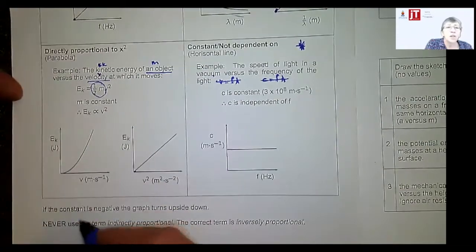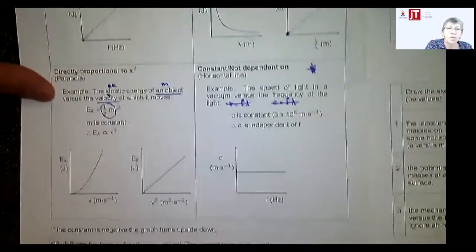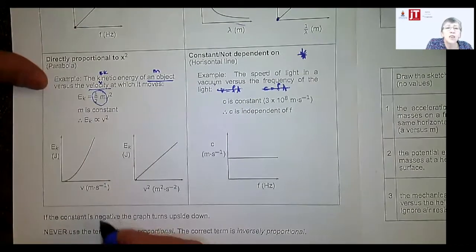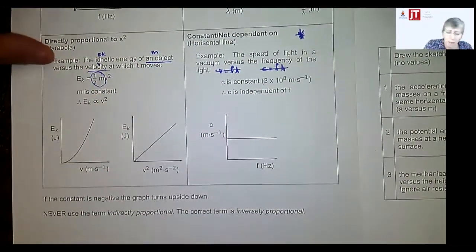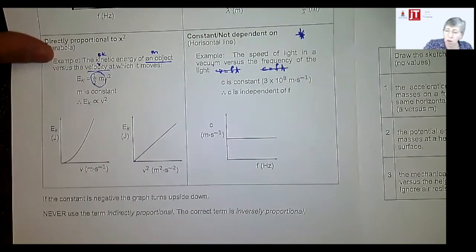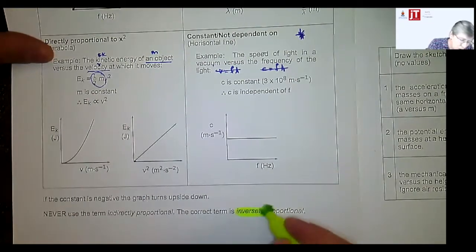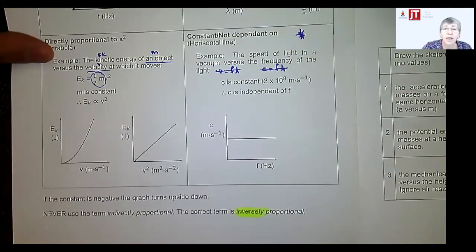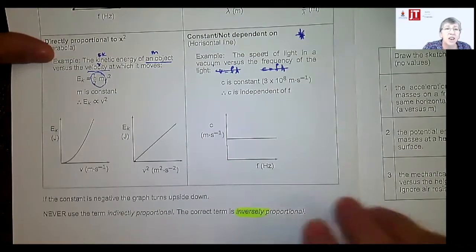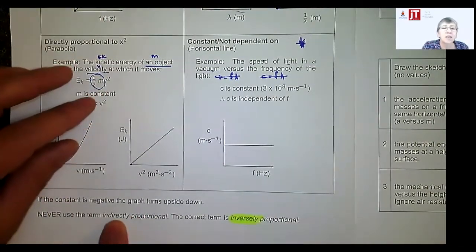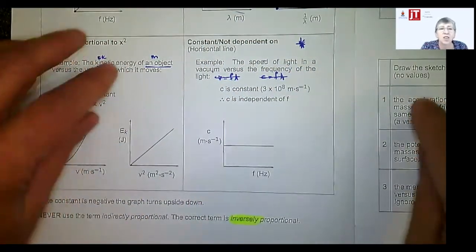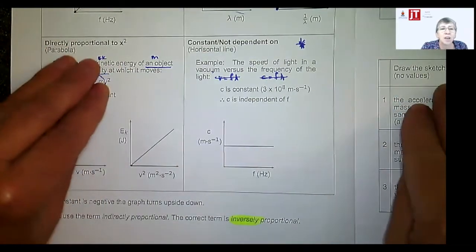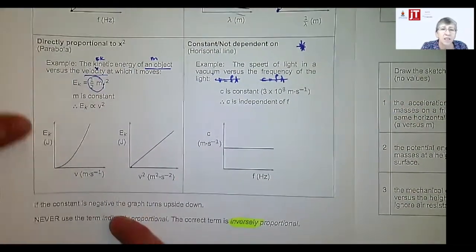Then we're moving on. Now, we've drawn these basic shapes of graphs, but if that constant was negative, that graph would have turned upside down. And also just make sure that you use the correct terminology, right? When we are working with inversely proportional, don't use the word indirectly. It must definitely be inversely. Indirectly is something else. If you compare things indirectly, it's A compared to B and B compared to C. So A and C are not directly compared, they're indirectly compared. We're not using that, right?